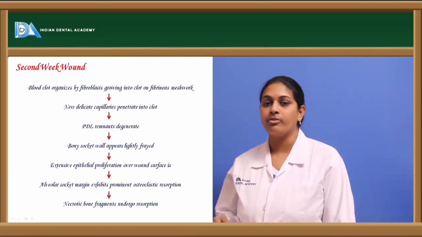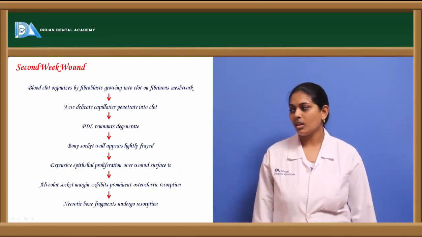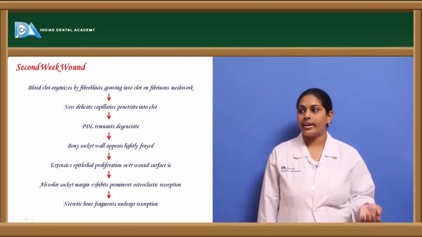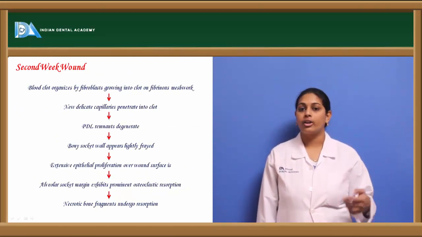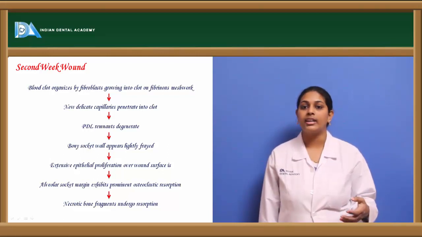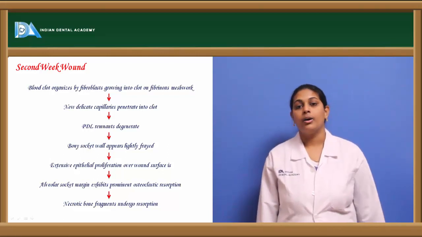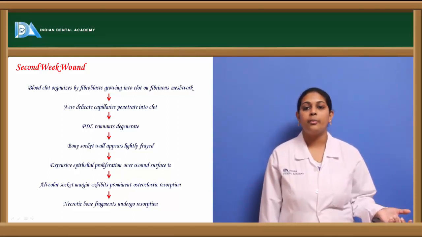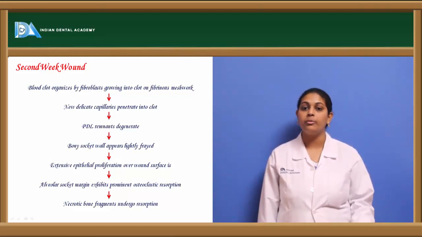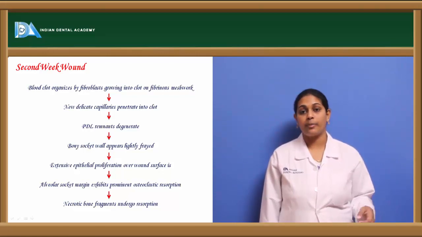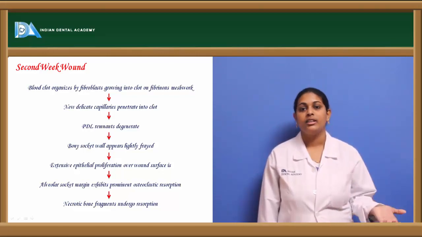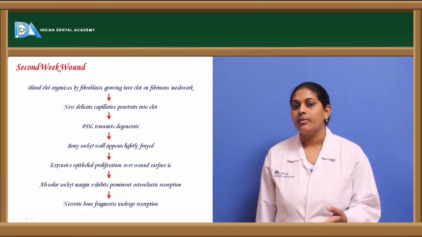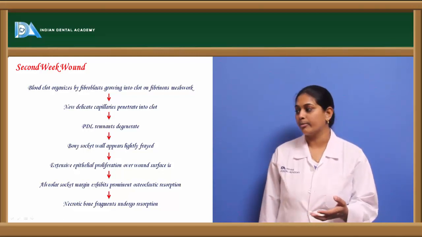Coming to the second week of wound healing of the socket, the blood clot starts organizing itself more, with more ingrowth of fibroblasts as well as new delicate capillaries arising from the periodontal remnants. And ultimately, as new structures are being formed, the periodontal remnants which are already present are removed by degeneration; the unwanted periodontal cells are being removed.